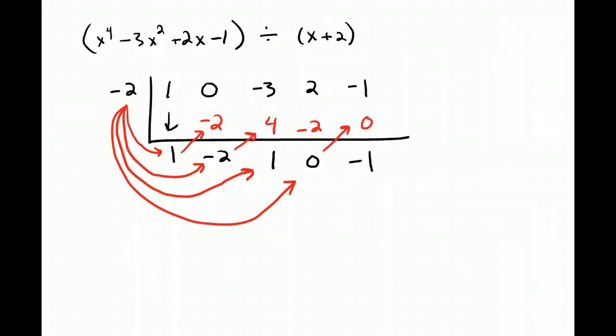Now if I put my x's back in here, remember this is my remainder, this is my constant term, this is my x term, this is my x squared term, this is my x cubed term. So my answer is x cubed minus 2x squared plus x, remainder -1.